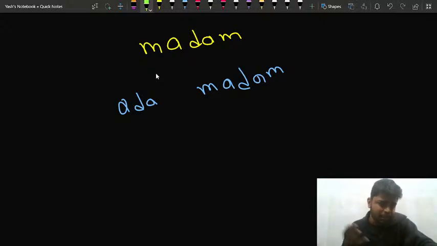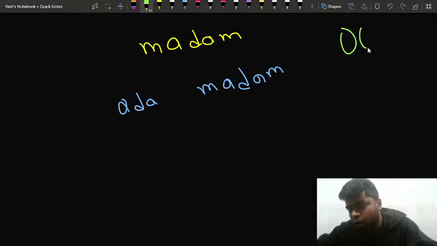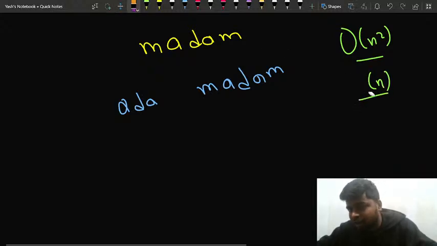Is there any relation between the two strings, ADA and MADAM? Now the thing is, if you are checking all the n square strings that you have generated, iterating over each of them and checking, it will take order of n time each. So overall n cube time.